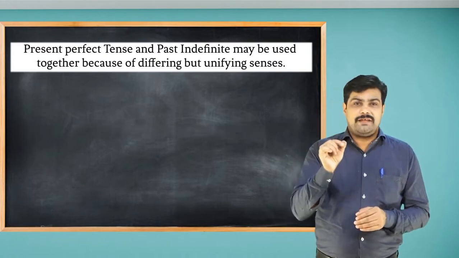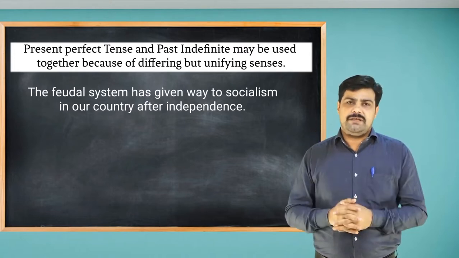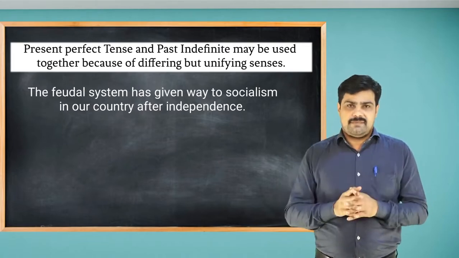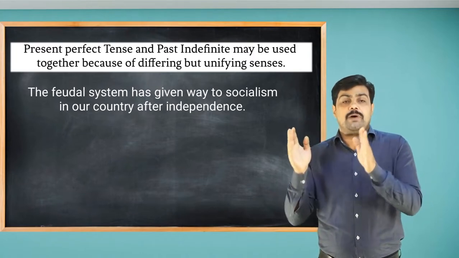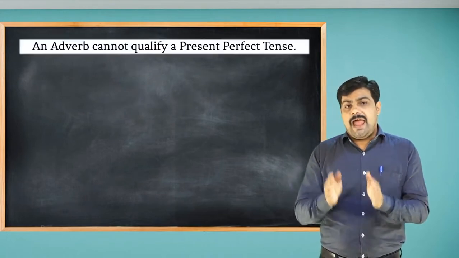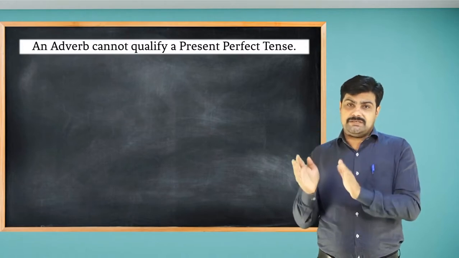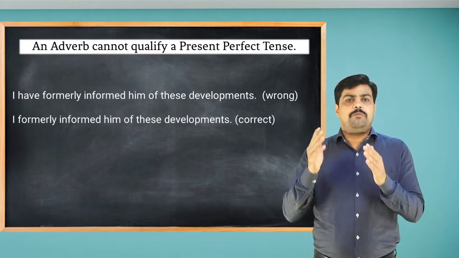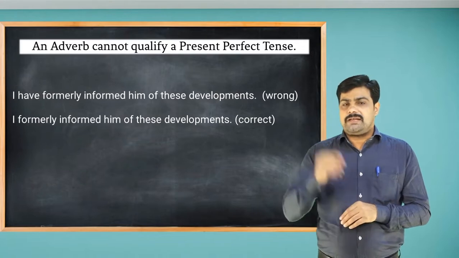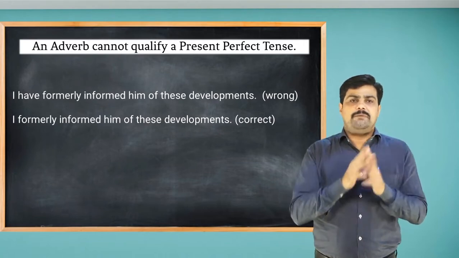But it is wrong to say, the feudal system has given way to socialism in our country after independence. Here in this sentence, has given way has to be omitted, and also the tense is to be changed to past indefinite according to the rule. Another point you have to keep in mind is an adverb cannot qualify a perfect, especially present perfect tense. For example, I have formally informed him of these developments. Now it is wrong. The right sentence, you see, is I formally informed him of these developments.